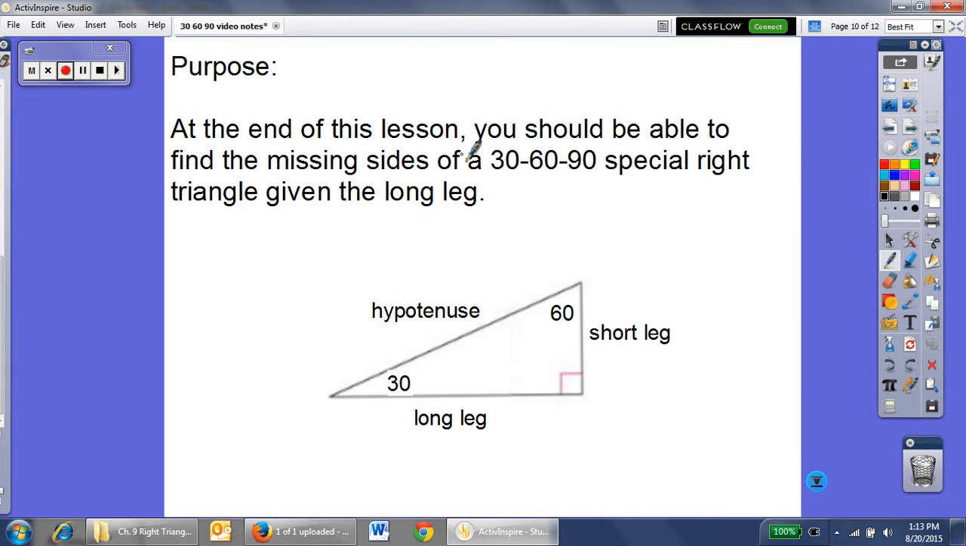Okay, so now, at the end of this lesson, you should be able to find the missing sides of a 30, 60, 90 special right triangle given the long leg. This is a little different than what we were learning yesterday when we were given either the short leg or the hypotenuse.